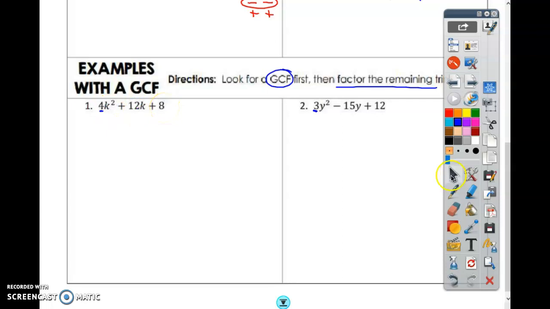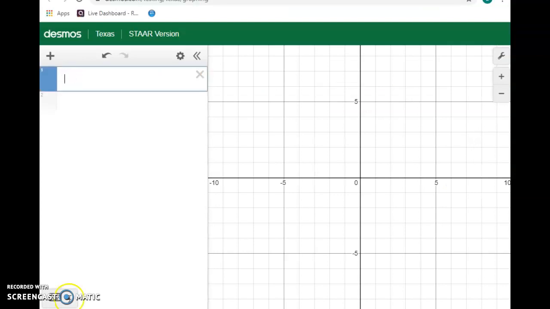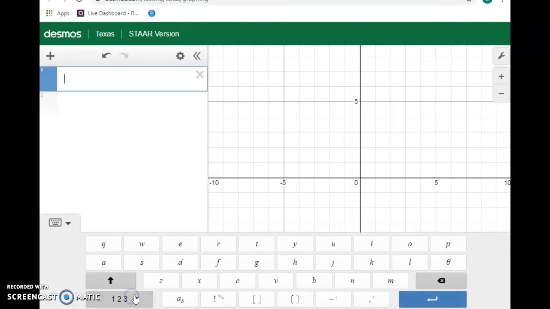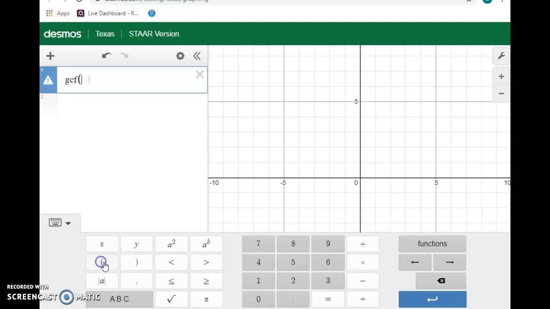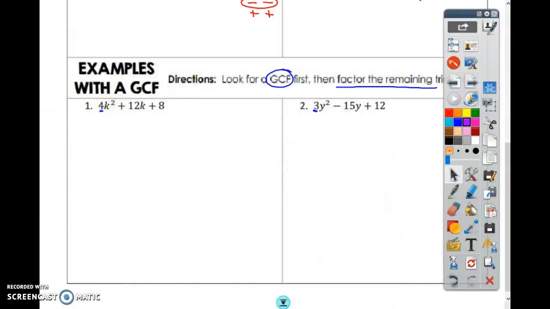So if I put in decimals 4, 12, and 8 right here, GCF, the greatest common factor, write it down. GCF of 4, 12, 8. What is the greatest common factor? What do they have in common? A 4. That means I can take out a 4 from all of them. Okay? So we're going to take out a 4, and what do you have left over?